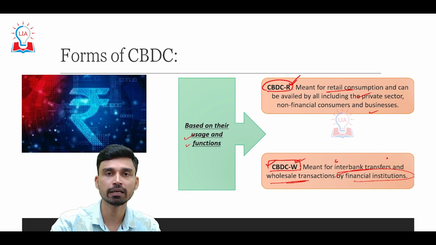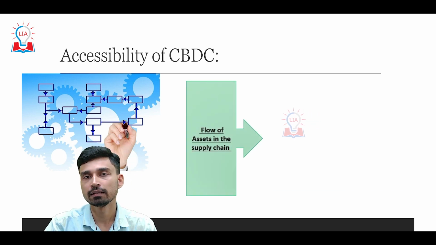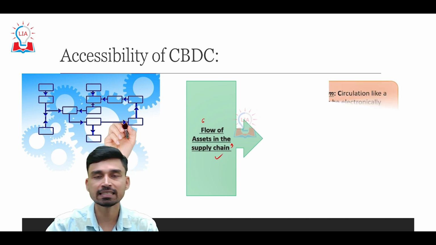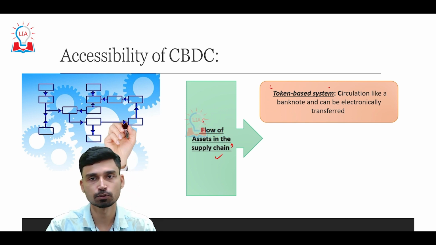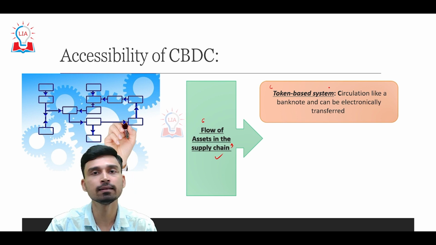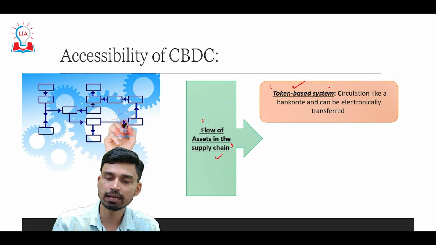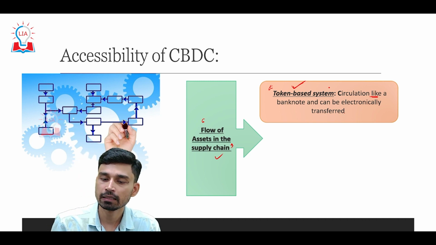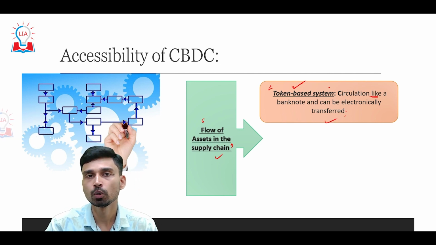As far as the accessibility of CBDCs is concerned, the RBI has said that on the basis of the flow of assets in the supply chain, accessibility can happen in two forms. One is token-based systems. As we just discussed, for CBDC in the retail sector, the movement of CBDC will happen via a token-based system, where the circulation of digital rupee will happen in a similar manner to how physical currency is circulated in the market. And thus, the most important point is that if someone is holding digital rupee, prima facie he will be understood to have possession of digital rupee.